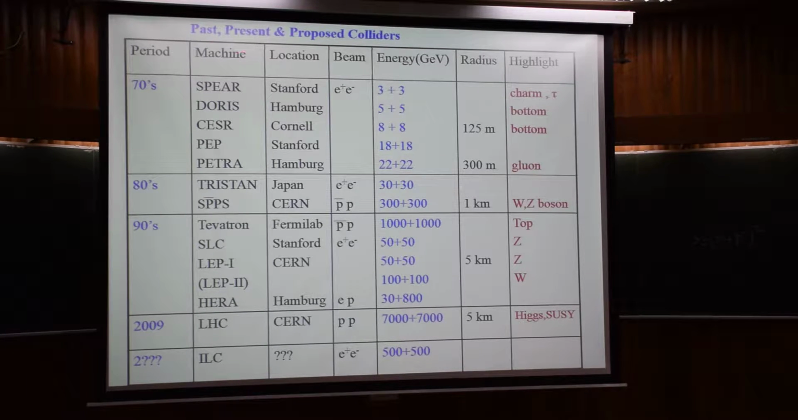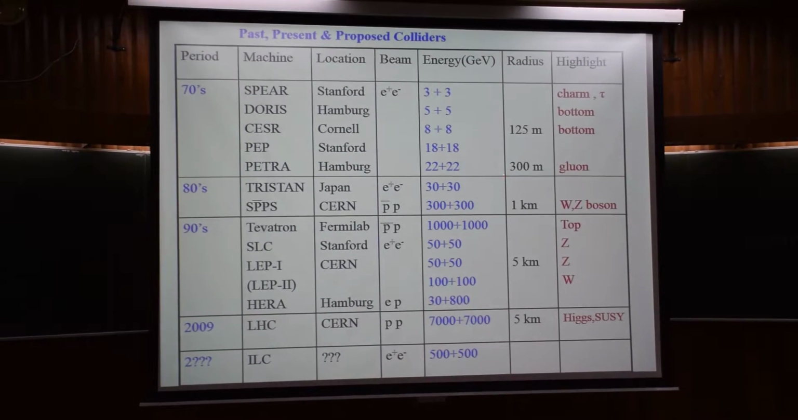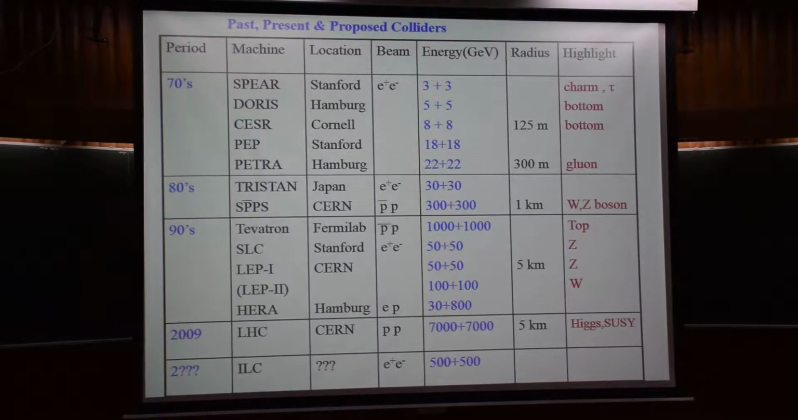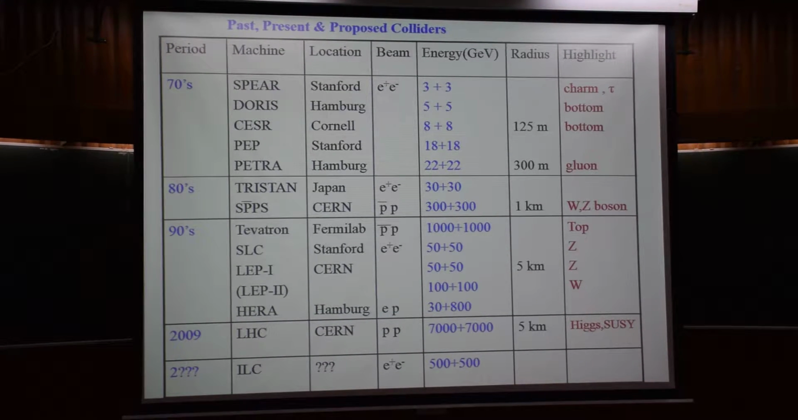This slide gives you a list of past, present and proposed colliders. The first was the SPEAR collider at Stanford, an electron-positron collider with center of mass energy of something like 6 GeV. The physics highlight was the discovery of the charm quark and tau leptons, both of which came from there. Then came the DORIS machine at Hamburg and CESR at Cornell, with center of mass energy of something like 10 GeV, whose physics highlight was the detailed study of the b quark.